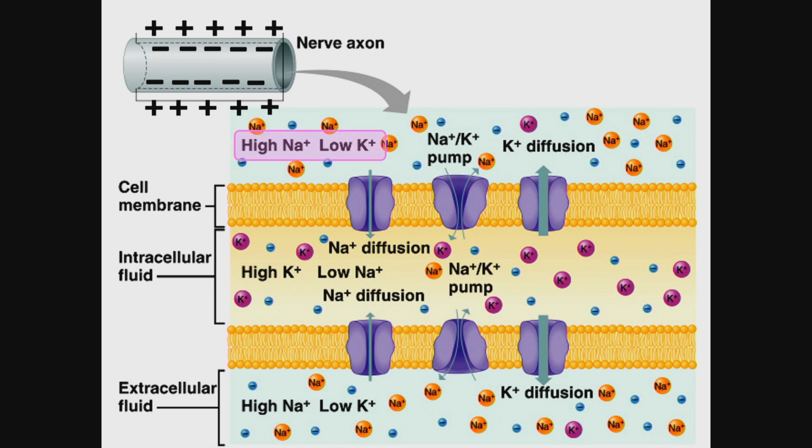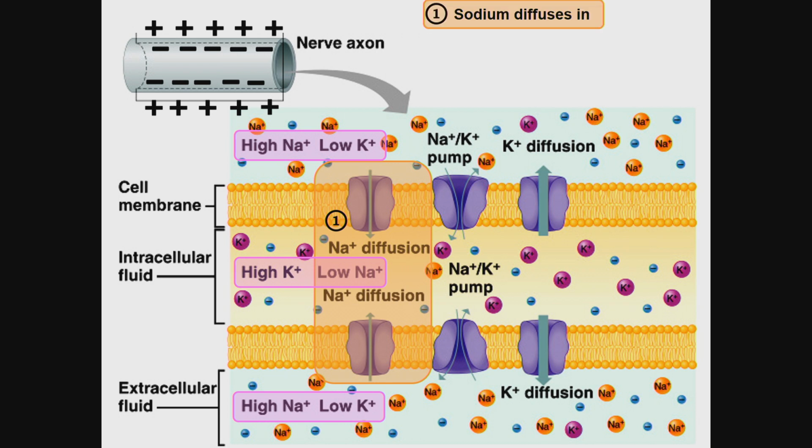So we see outside the neuron, we have high sodium and low potassium. On the inside, there's high potassium and low sodium. And overall, there is less potassium than there is sodium. When an action potential hits, the first step that happens is sodium diffuses into the neuron. Immediately following that, potassium diffuses out of the neuron.